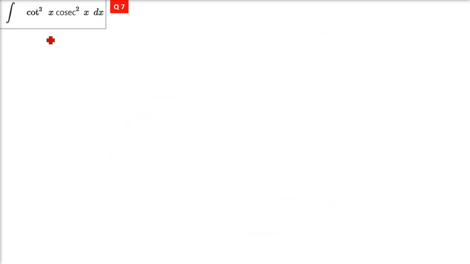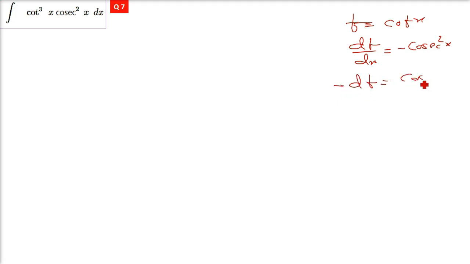This is your answer. Now the next one is cot cube x cosec square x. We know that the derivative of cot x will directly give you cosec square x. And similarly with sec and tan also, when a question of sec and tan comes, you have to do the same thing. So when you place t as cot x, dt by dx will be equal to minus cosec square x. If you just take this negative to one side, it will be negative dt equals cosec square x dx. So this whole term is negative dt.